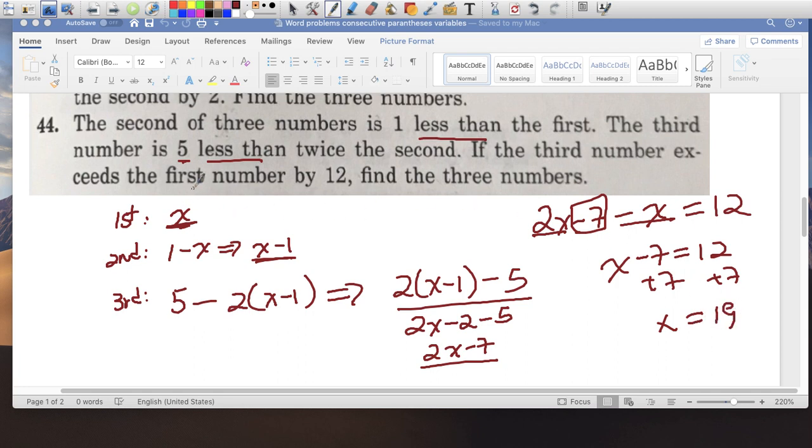So my first number is 19. My second number is going to be 19 minus 1, which is 18. And then my third number is going to be, I can put it over here, 2 times 19 minus 7. 2 times 19 is 38 minus 7, and that gives me 31. So here are my three numbers, 31, 18, and 19.